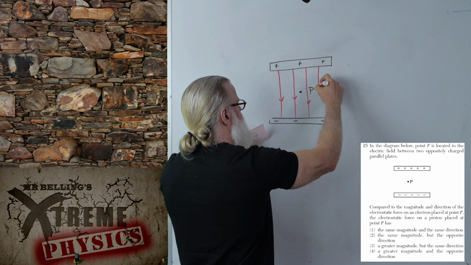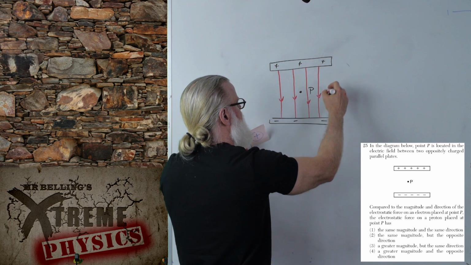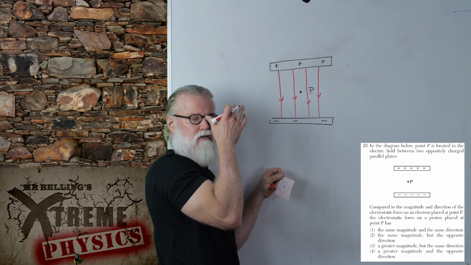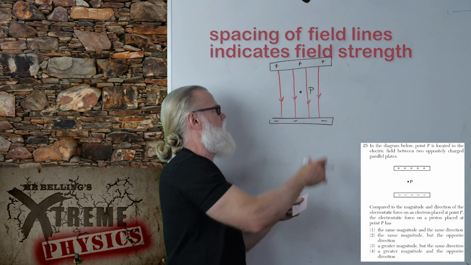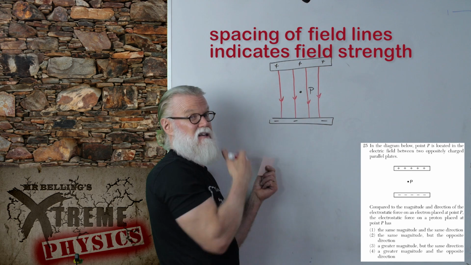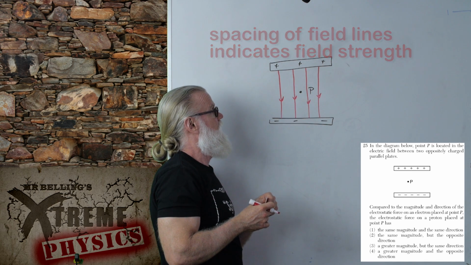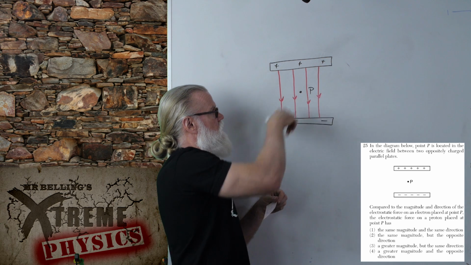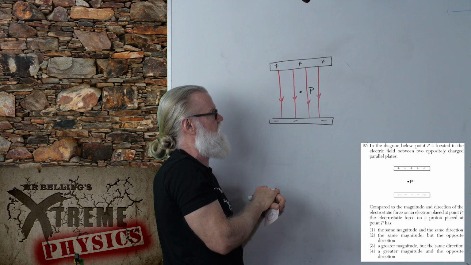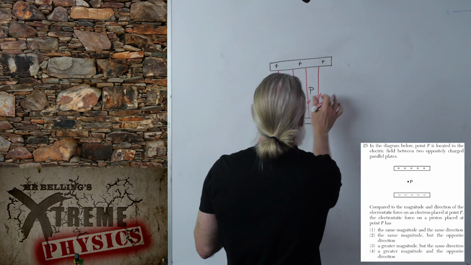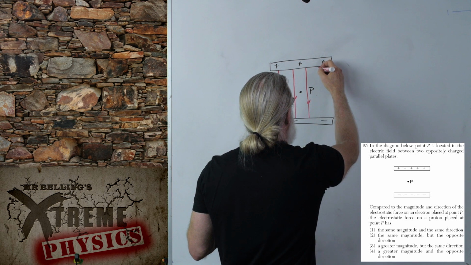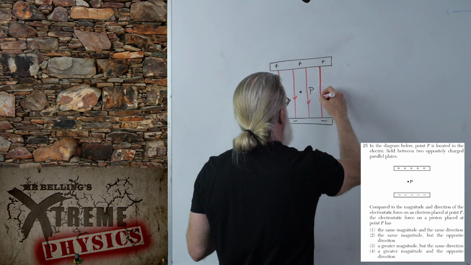Now, what does the spacing between the field lines indicate? The spacing between the field lines indicates how strong the field is. So anywhere in between these plates, although these are ridiculously far apart, the electric field is going to be equal no matter where you are. It's going to be constant between these plates, a constant electric field. So you should draw it that way. These are maybe a little too close together. Make sure if you're drawing these that you take some time.